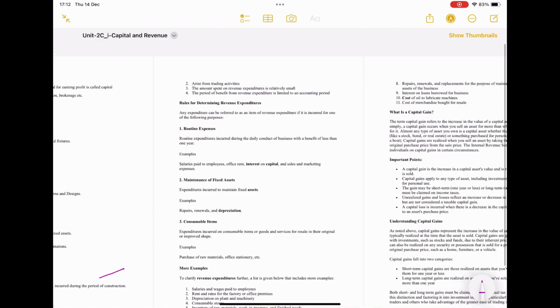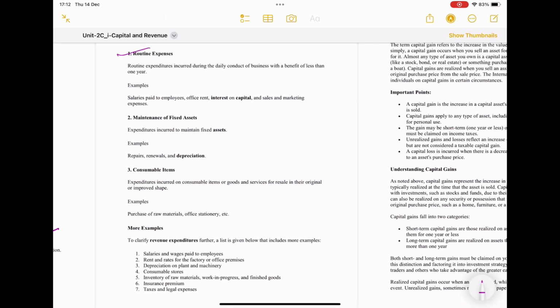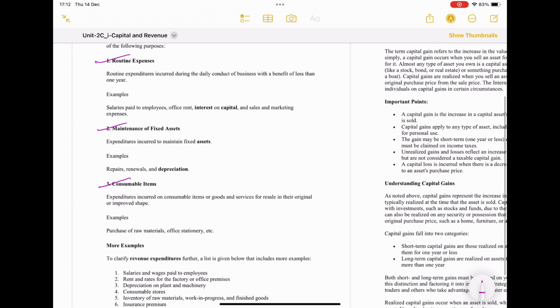Recurring in nature, arising from trading activities, amount spent on revenue expenditures. Next, the period of benefit from revenue expenditure is limited. Next, the rules to determine revenue expenditures. On what basis are we going to identify certain expenses as revenue? Routine expenses, recurring in nature, maintenance of fixed assets, and consumable items.